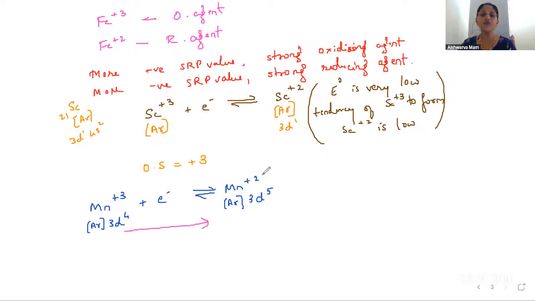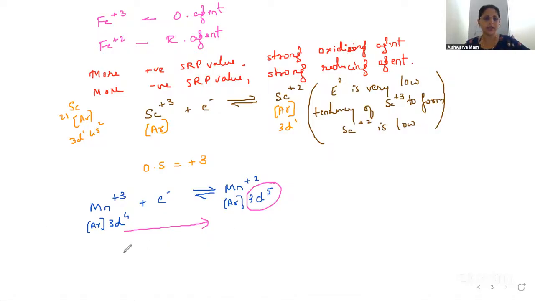If Mn plus 3 ion gains one electron and forms Mn plus 2, it will again have a stable configuration, because half-filled configuration is very stable due to two reasons, that is symmetry and exchange energy. Therefore, the formation of Mn plus 2 from Mn plus 3 is very easy. The E naught value is very high, as after reduction Mn attains the stable half-filled configuration.